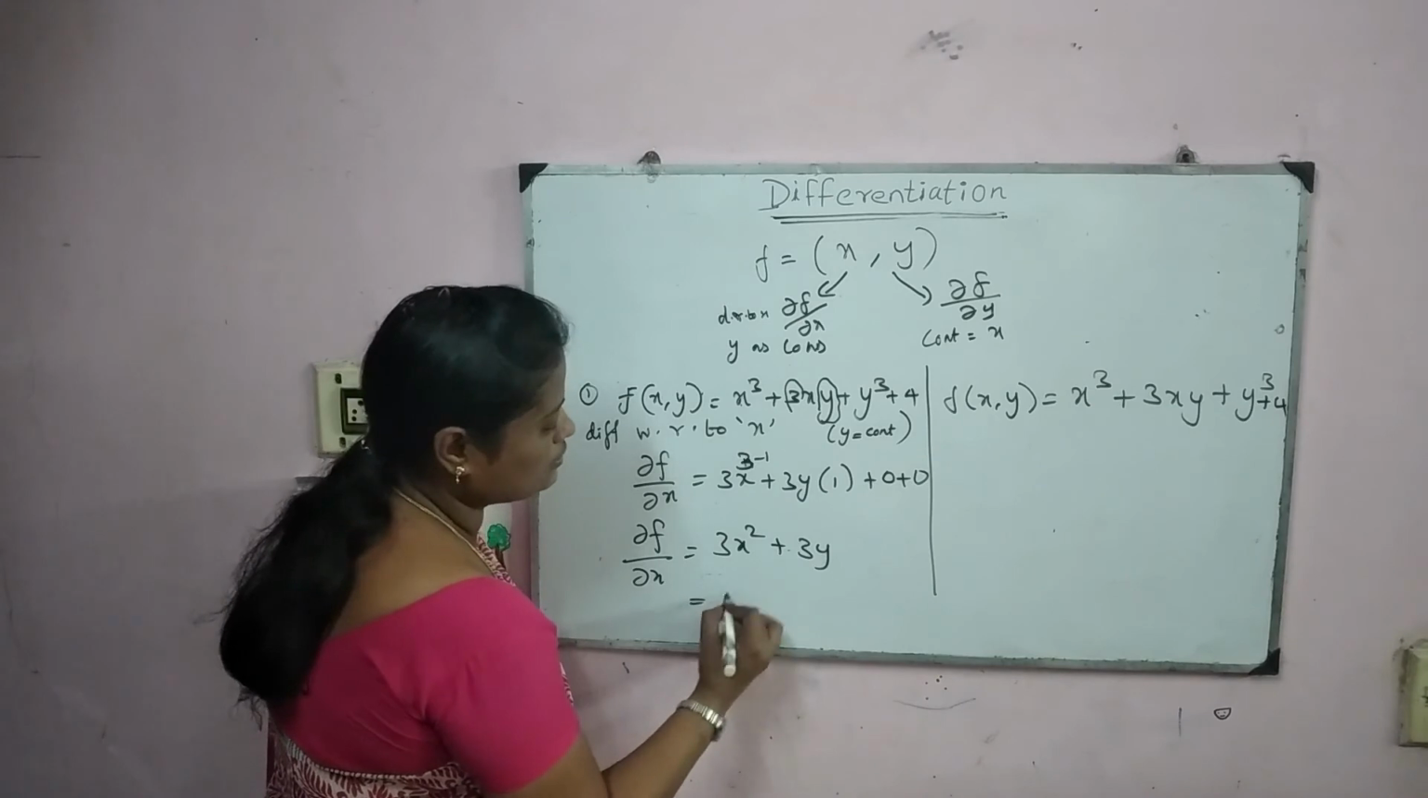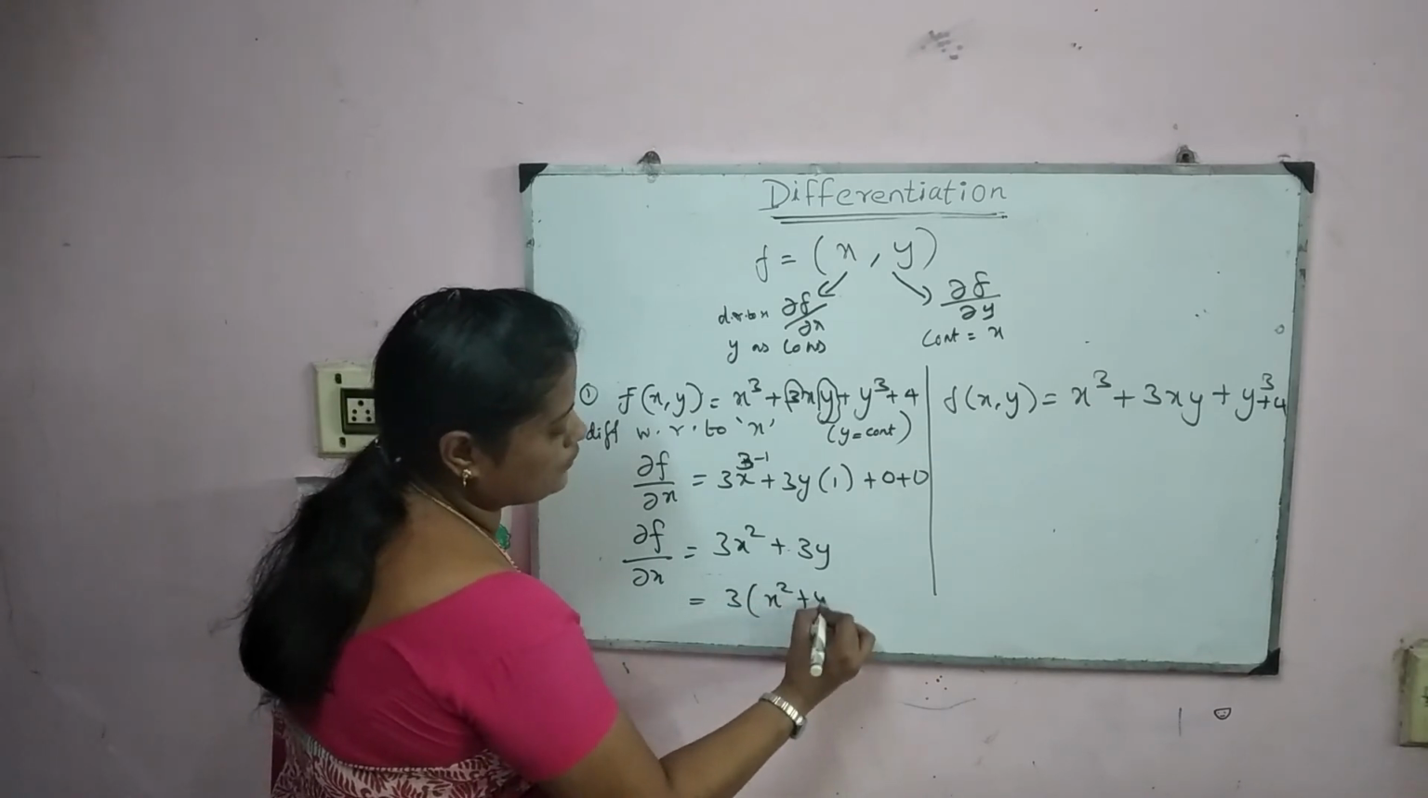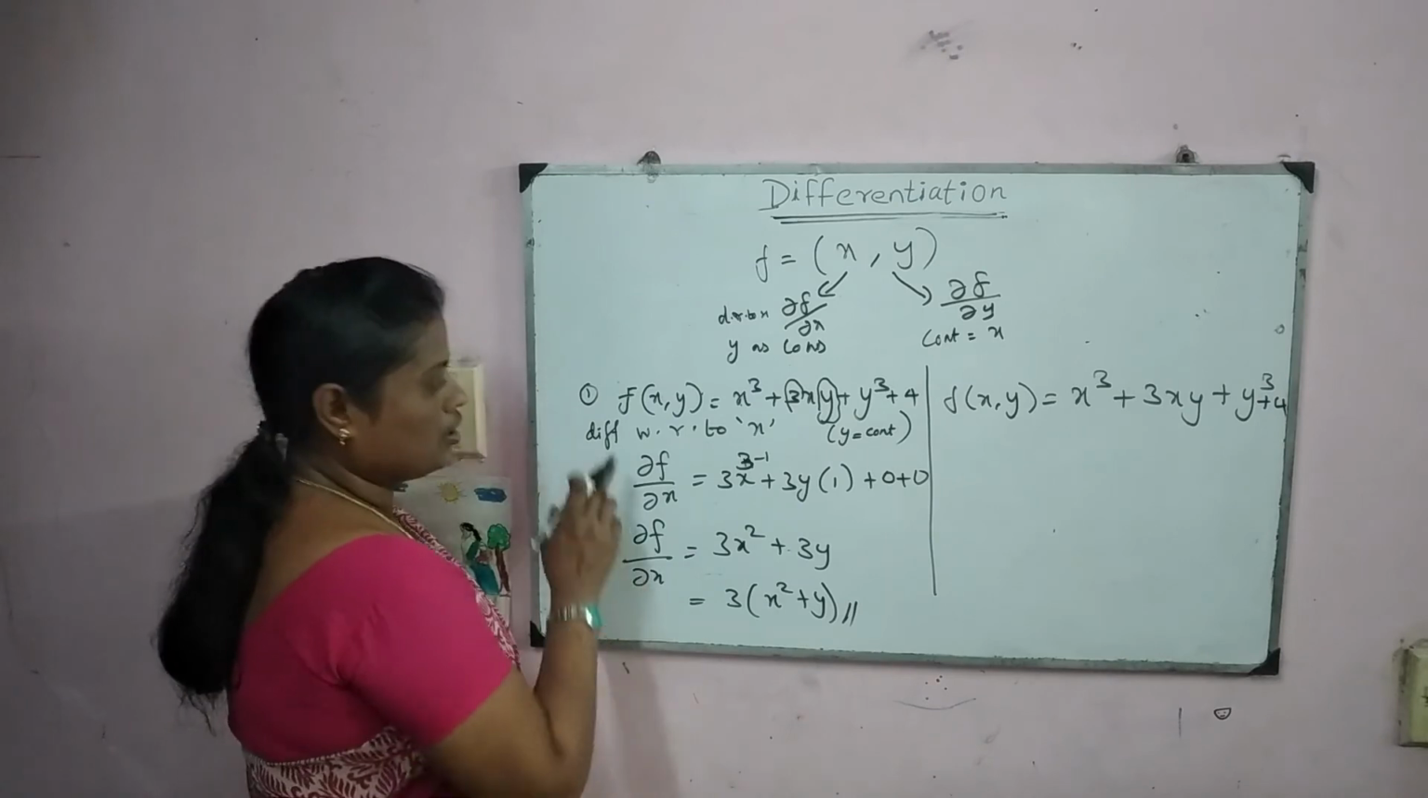If you want, you can take out 3, so 3 times (x square plus y). So this is the solution for dou f by dou x.